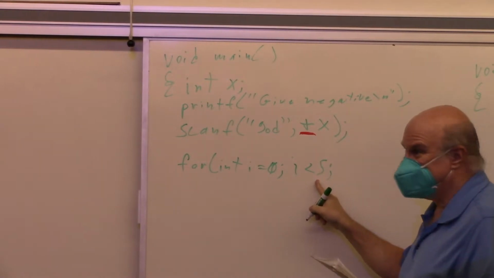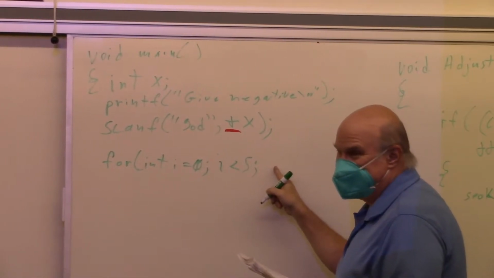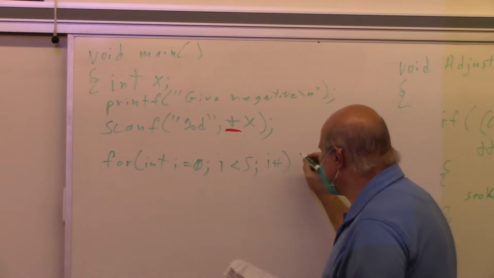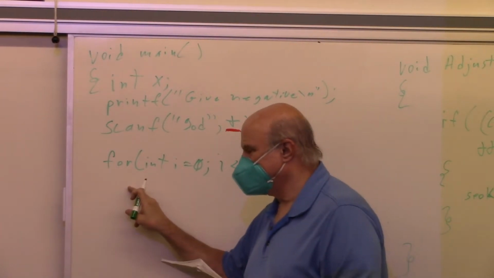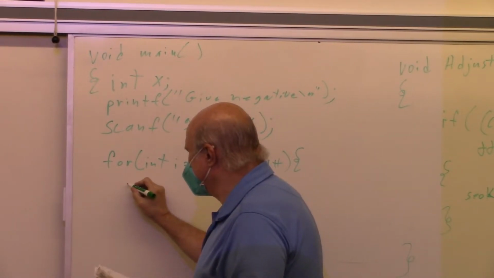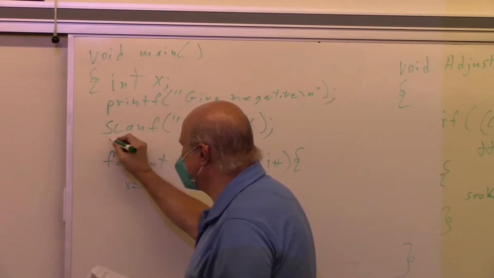Less than 5 means 0 to 4: 0, 1, 2, 3, 4, which gets you 5. And then I did an incrementation of just i++, and then the little bracket thing. I took x and set x equal to x minus 1. Okay, this is why you need to print that up here.